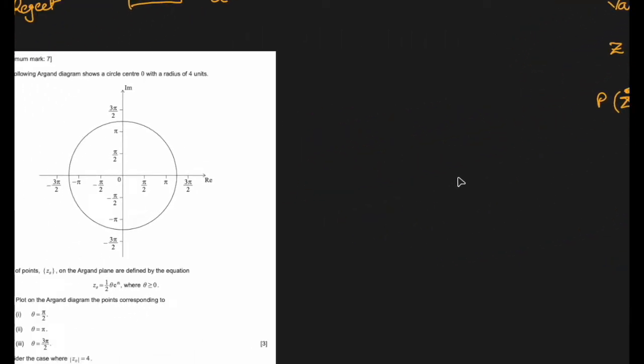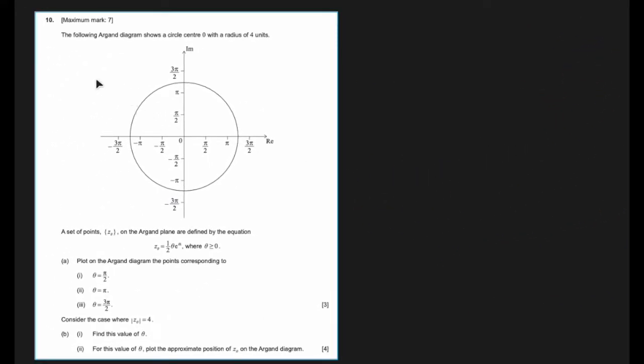Question number 10. The following Argand diagram shows a circle with center at 0, radius 4. A set of points z theta on the Argand plane is defined by z theta equal to half theta e to the power theta i. Plot on the Argand diagram the points corresponding to theta equal to pi by 2. So part A, theta is pi by 2.